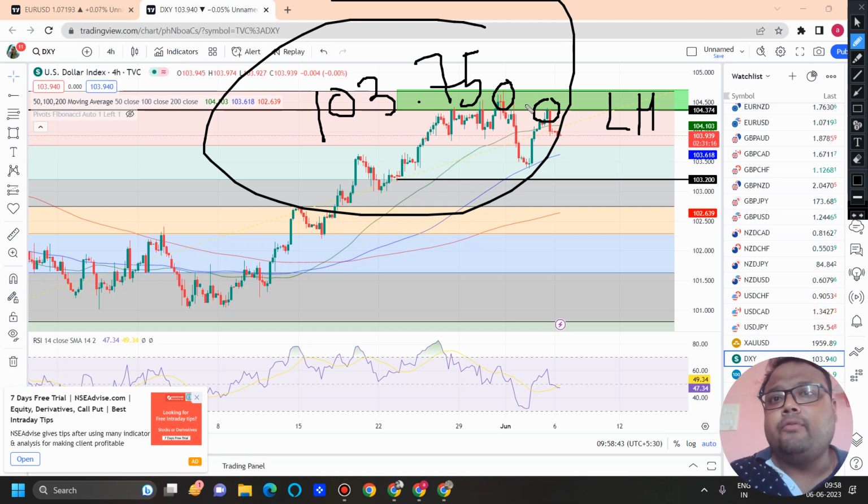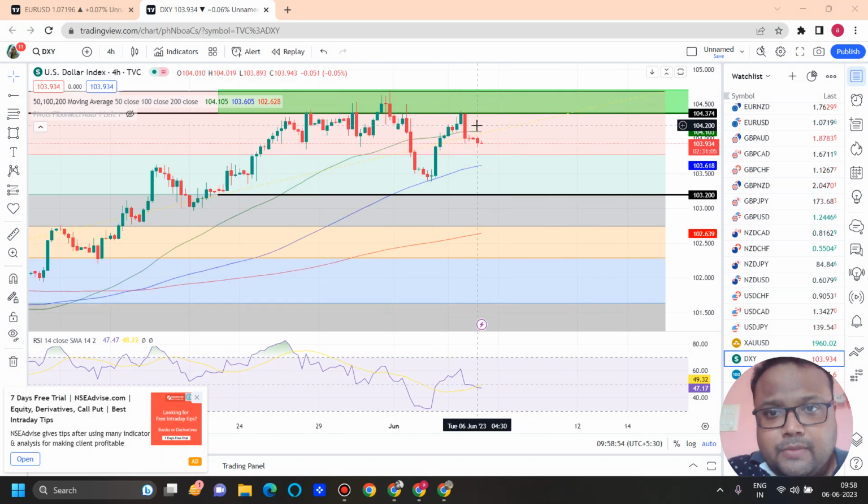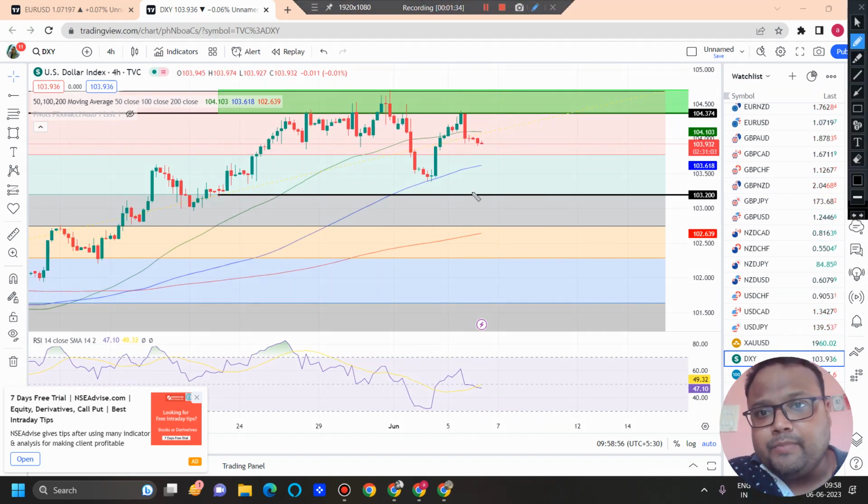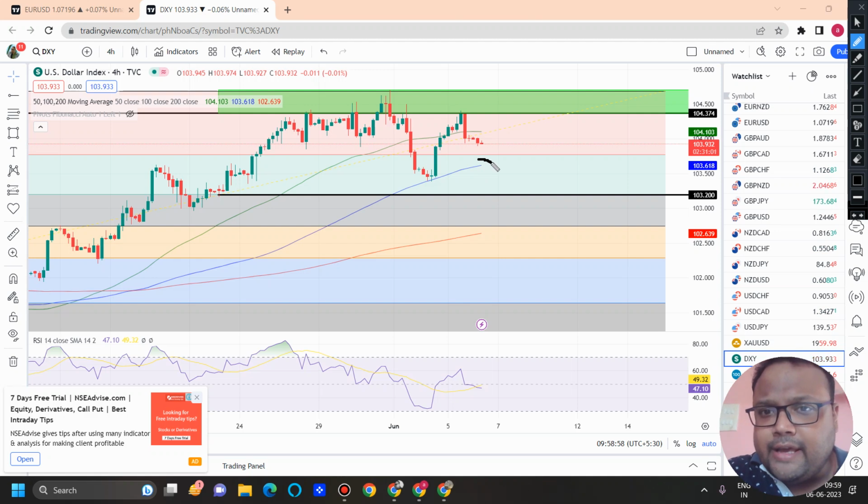So the next low of DXY will be very important. Last time the market bounced from the 100 moving average here, and as you can see, the market is forming red candles. So if the market takes support around the 100 moving average and bounces, then it's a good sign that the dollar is still positive and will be continuing the upside.